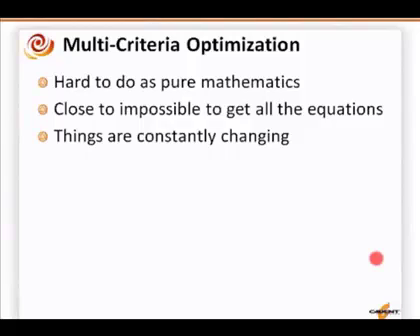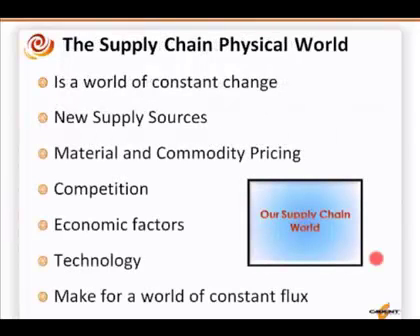Multi-criteria optimization is hard to do as pure mathematics because it's close to impossible in an industrial environment like most of us work in to get the equations well defined. Things are constantly changing. And as we said in Supply Chain Physics 1, we're in a world of constant change. We have new supply sources, which changes all the lead times and all the production capacities. We have material and commodity pricing, which goes up and down. We have competition introducing new products that may make the sales of our products go down or up, or we might introduce a new product and then find out we've gained in market share.